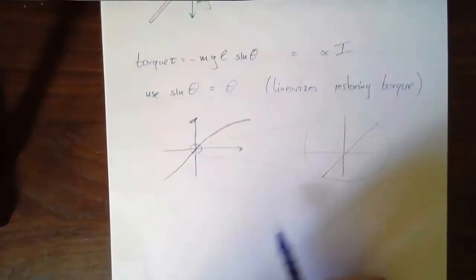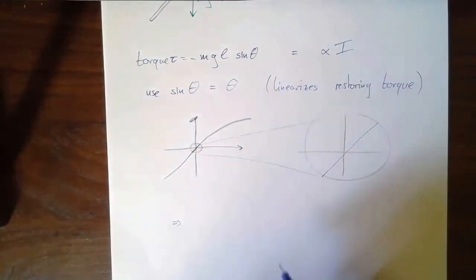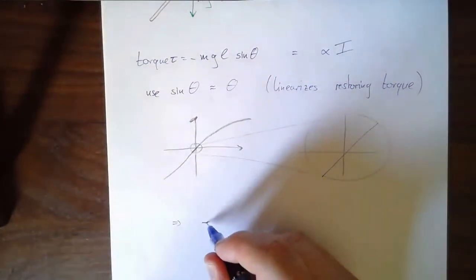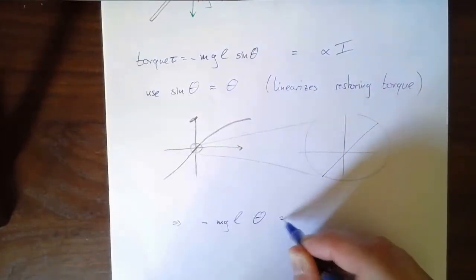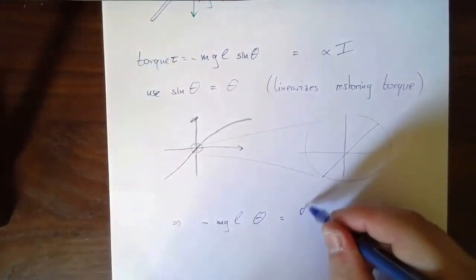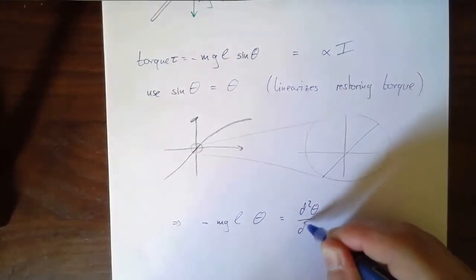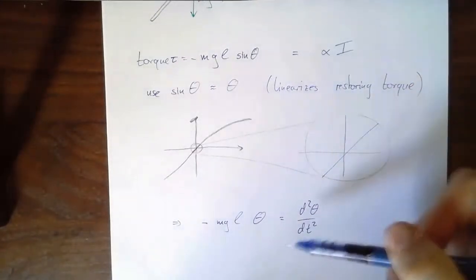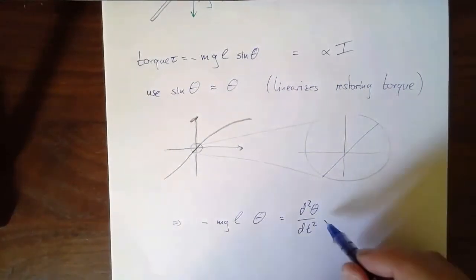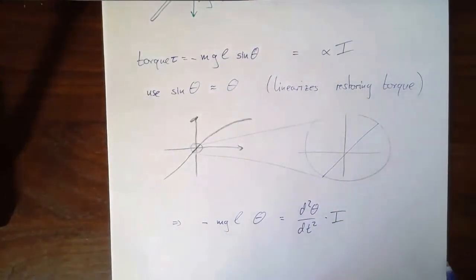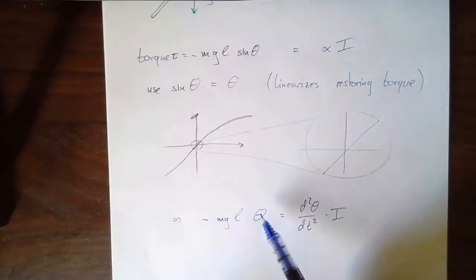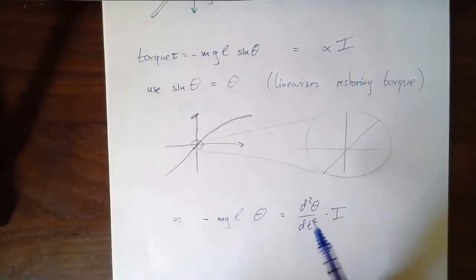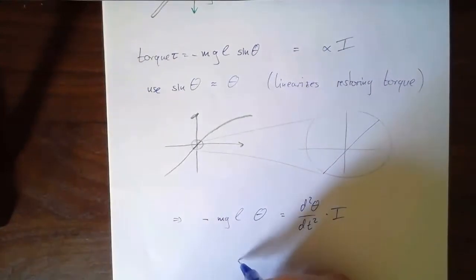And if you then make this approximation, I'm going to get that minus mgl theta is equal to d2 theta dt squared. That's alpha. It's exactly analogous to when we talked about the pendulum, times I. So again, I have a linear restoring torque in this case.